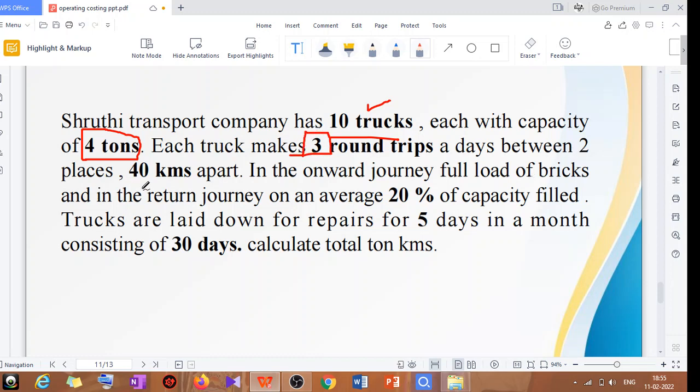Two places are 40 kilometers apart. The distance from one place to the other is 40 kilometers. In the onward journey there is a full load of bricks, and in the return journey on average 20% of capacity is filled. So while returning it was 20% of the capacity. Trucks are laid down for repairs for 5 days, that means for 5 days they are not working. Think that a month is 30 days. What are the working days? Working days will be 30 minus 5. Clear? 30 minus 5 will be 25.